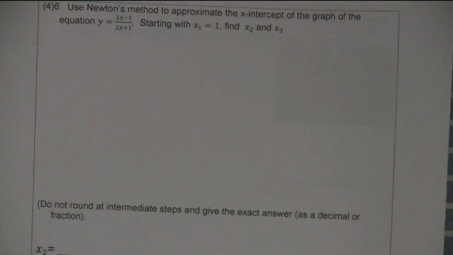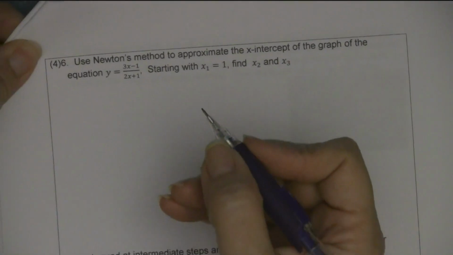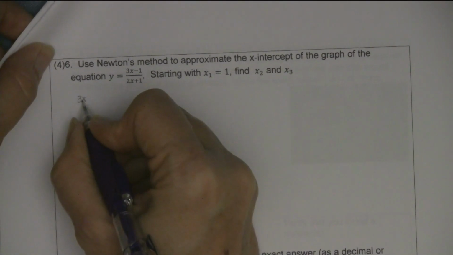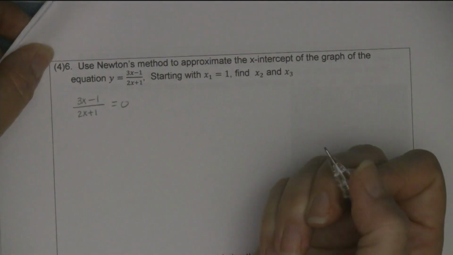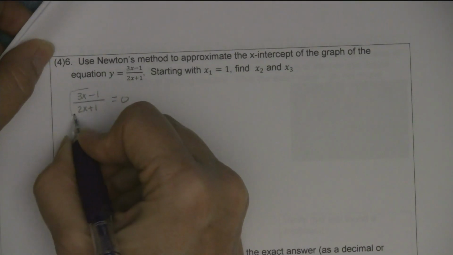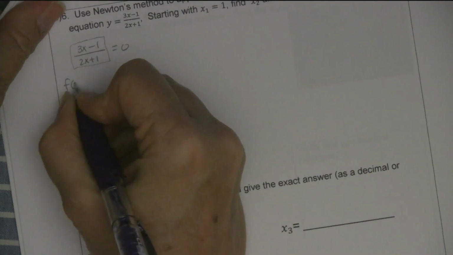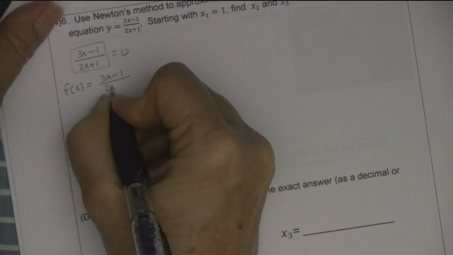Okay, this is problem 6. It's asking me to use Newton's method to approximate the x-intercept of the graph of the equation. Now, how you find the x-intercept is you let y equal 0. So when I let y equal 0, I'm going to have (3x minus 1) over (2x plus 1) equals 0. And that's set up for Newton's method, right? Because you want 0 on one side. And when you have 0 on one side, you call that f of x. So our f of x is equal to (3x minus 1) over (2x plus 1).